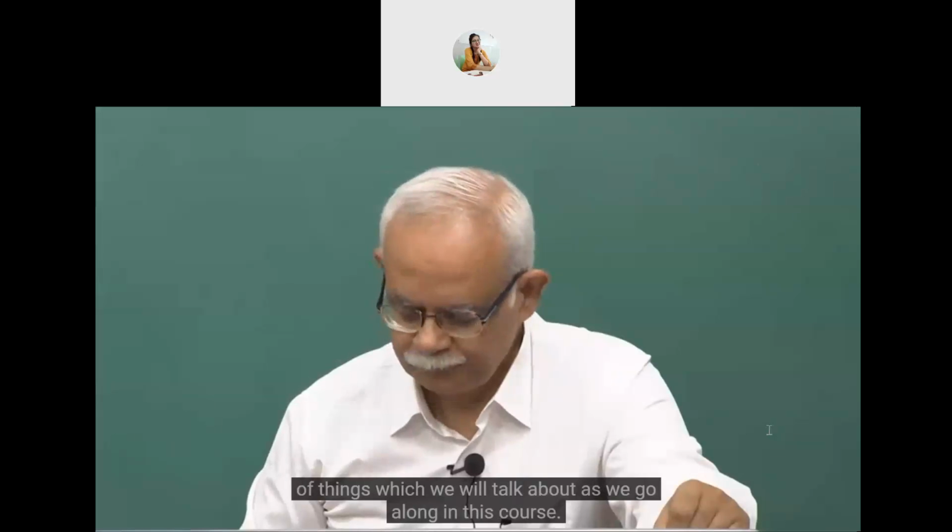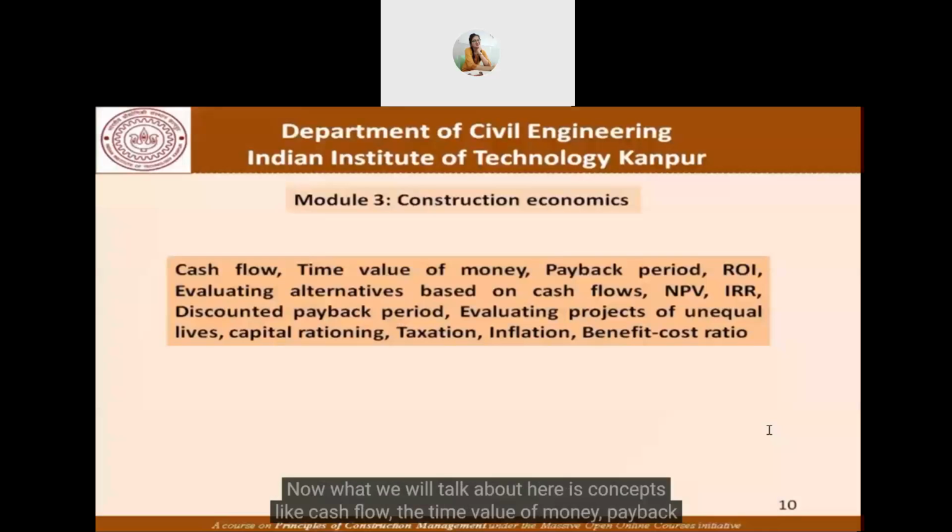We'll talk about construction economics in module 3. Now, what we'll talk about here is concepts like cash flow, the time value of money, payback period, return on investment, evaluating alternatives based on cash flows, concepts of NPV, IRR, discounted payback period, evaluating projects of unequal lives, capital rationing, taxation, inflation, and cost-benefit ratio.